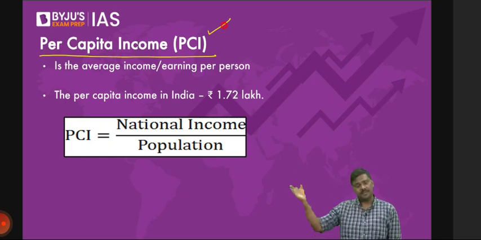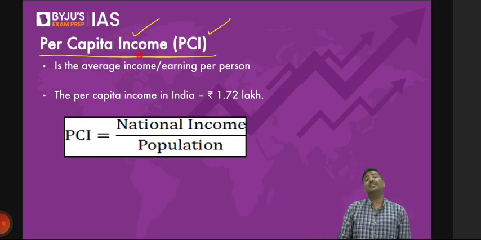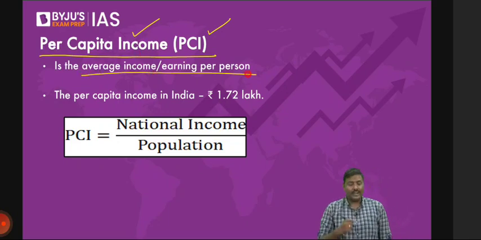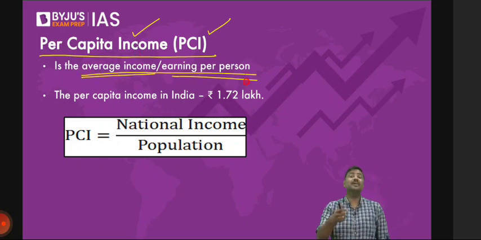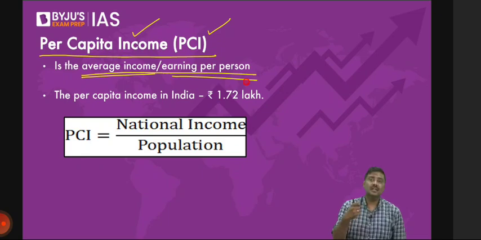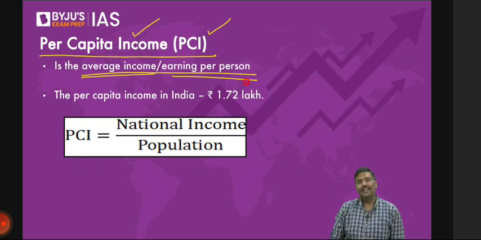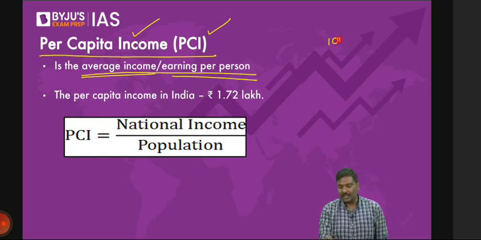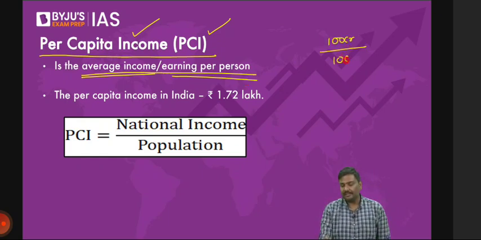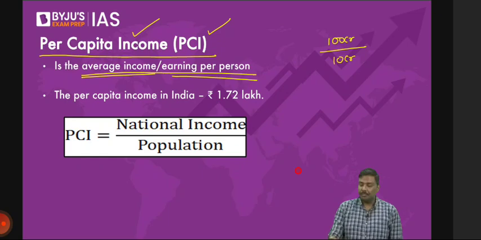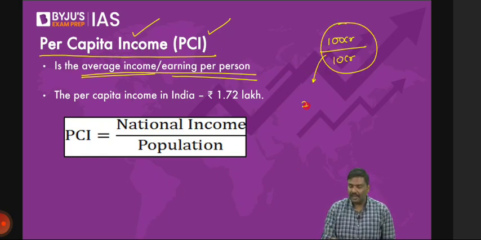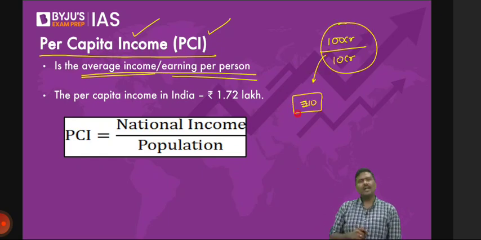Understand this, what is the meaning of per capita income? Per capita income is nothing but, on an average, how much is the earning per person? I'll give a very simple example. Imagine India's net national income is 100 crore rupees, and there are 10 crore citizens in India. So per capita income will be how much? Per capita income will be 10 rupees. Any difficulty in understanding this? I'm taking very, very simple numbers, where you don't even require calculators.